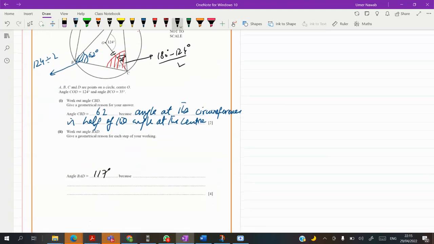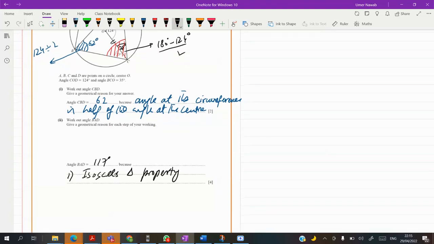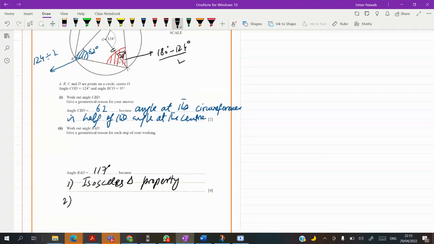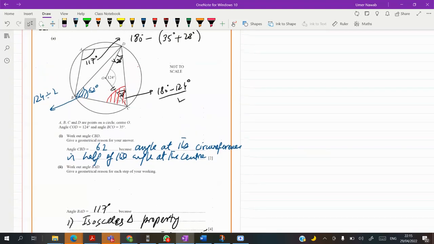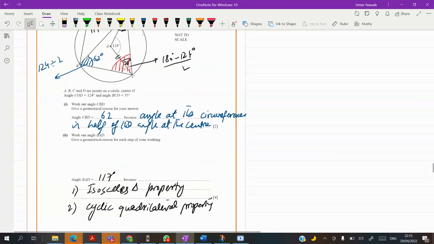I used two properties. Number one, I used the isosceles triangle property. You may write the full property: angles opposite to equal sides are also equal. I wrote here isosceles triangle property. The second is the cyclic quadrilateral property. You should write it in the exam. What is the cyclic quadrilateral property? The opposite angles in a cyclic quadrilateral are supplementary.